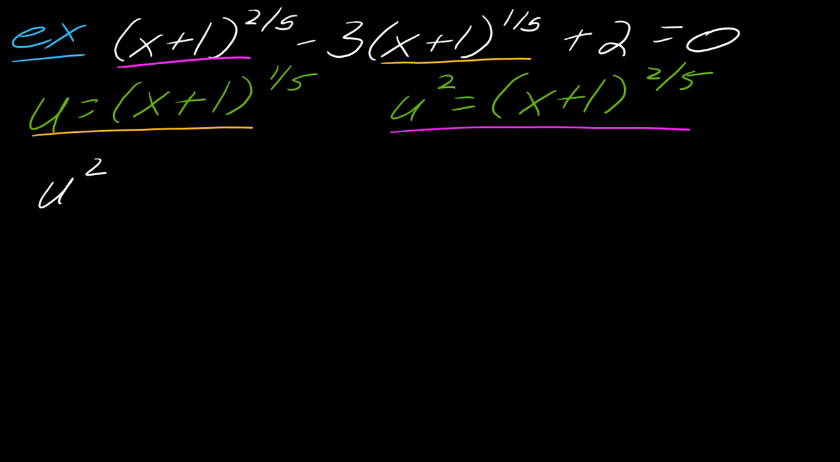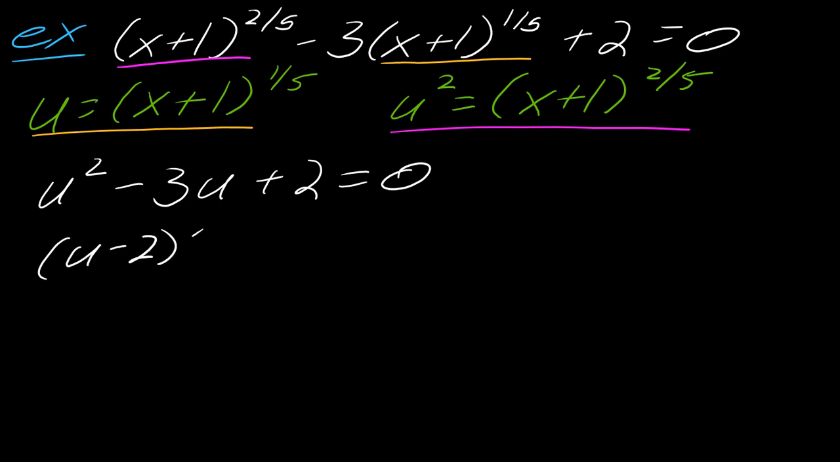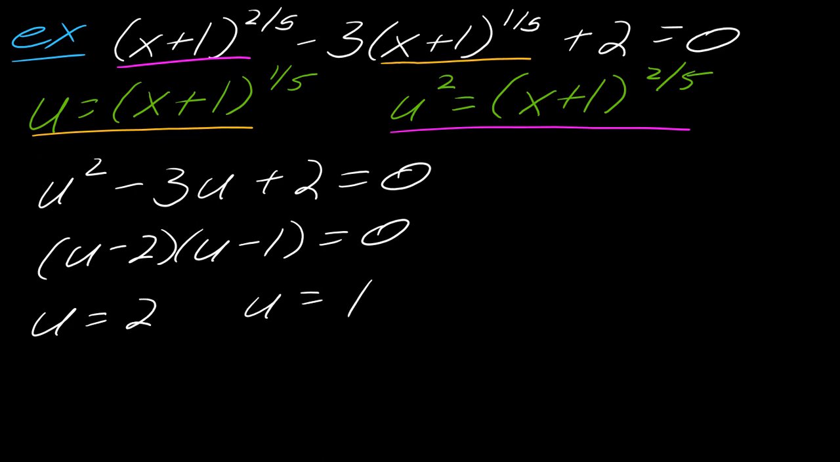This becomes u squared minus 3u plus 2 equals 0. All right, well, we can solve that, bada bing, bada boom. So this becomes u minus 2, u minus 1 equals 0. Cool, I got u equals 2 and u equals 1. Oh wait, but we're not done, right?